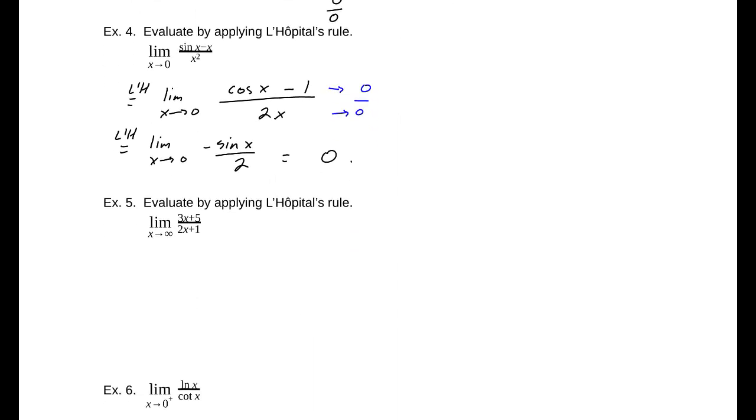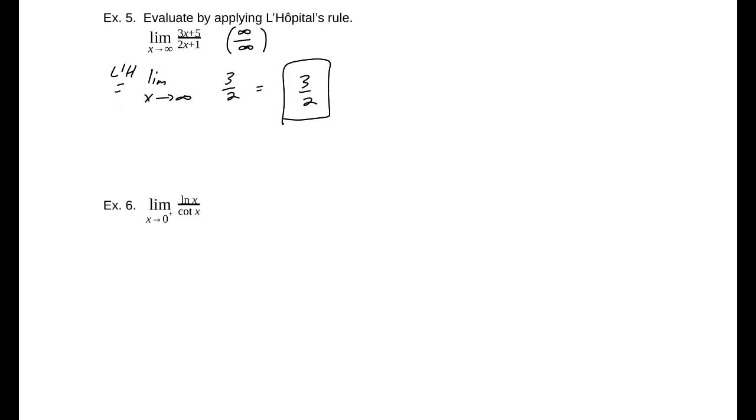Number 5, this is something from end behavior actually of a rational function. Each of those, numerator and denominator, are both going to infinity. So if we take the limit, that would be 3 over 2. It's a constant. Because, again, this is an infinity over infinity case. That simplifies our end behavior questions quite a bit, if you recall.